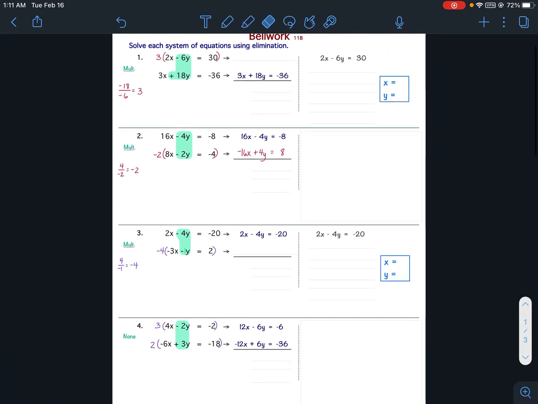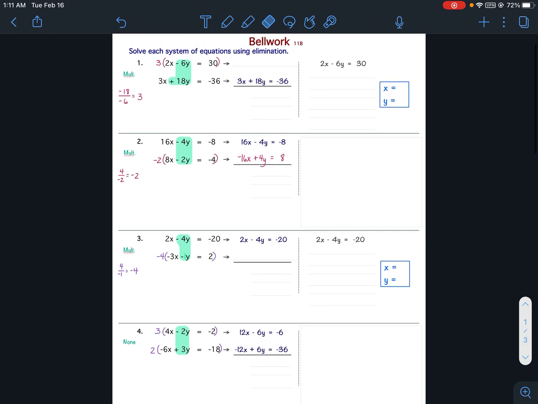As for the Bellwork, the 2 are for problems 2 and 4. One of them is going to be no solution, and one of them is going to be infinitely many solutions. Problems 1 and 3, you're going to have x equals a number and y equals a number. So again, for 2 and 4, one's going to be no solution, one's going to be infinitely many solutions. You need to decide which is which.